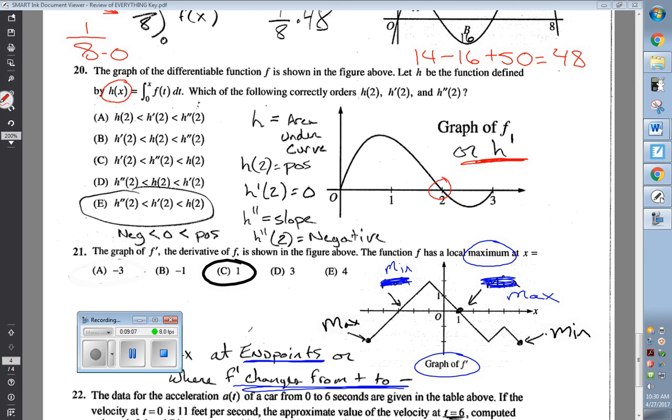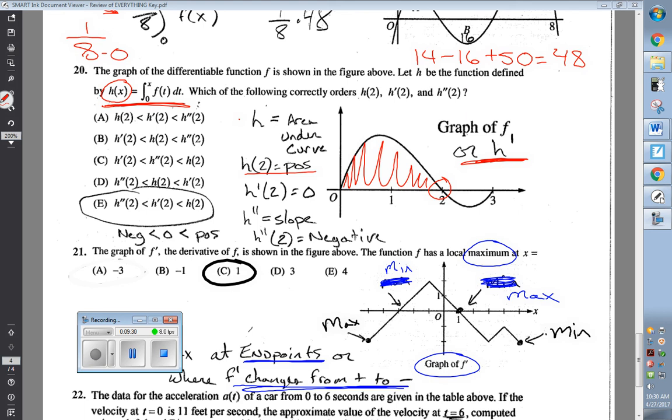If I want to know h, and I've got h prime, that means I'm looking at the area under the curve. And you can see that right here. It says h is the area under the curve. So that's going to be positive because you would go from 0 to 2, that's a positive number. I don't really care what it is at this point. I just care that it's positive. So h of 2 is positive.